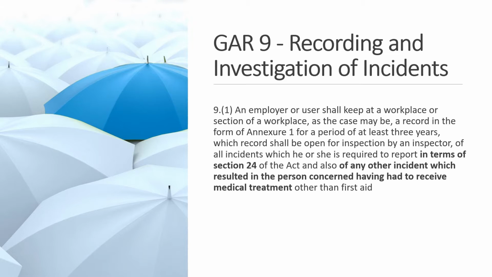Please remember that in terms of General Administrative Regulation 9 for recording and investigation of incidents, an employer or user shall keep at a workplace or section of the workplace, as the case may be, a record in the form of Annexure 1 for a period of at least 3 years, which record should be open for inspection by an inspector of all incidents which he or she is required to report in terms of Section 24 of the OHS Act, and also for any other incident which resulted in the person concerned having had to receive medical treatment other than first aid. If you do not have these Annexure 1 documents for all these types of recording for investigation of incidents, please ensure you update your incident management now.